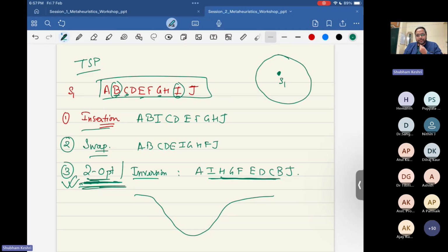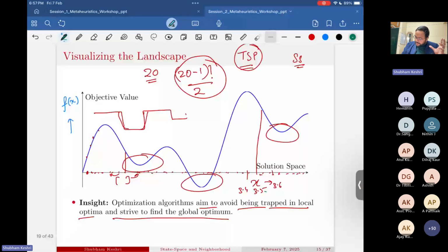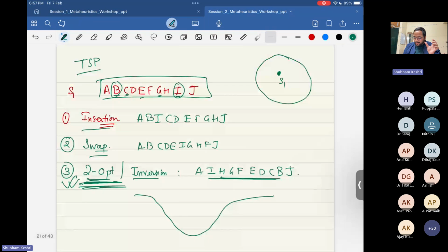Now you see, this is distance 1. So we have an idea of distance. Earlier when we were talking about real valued solutions, the distance was 0.1 unit. Over here also the distance is in terms of two-opt, one two-opt. Similarly, if you are talking about a swap neighborhood and you are at solution 1, all the solutions you can reach with one swap will become the neighbors.